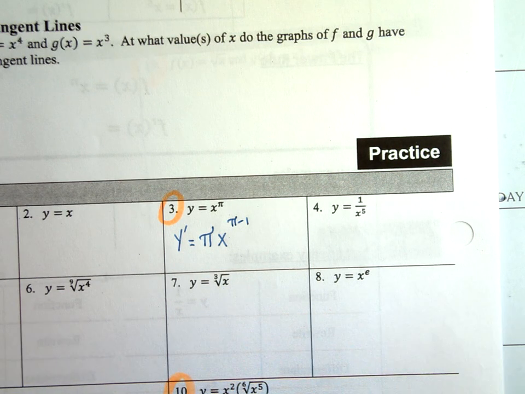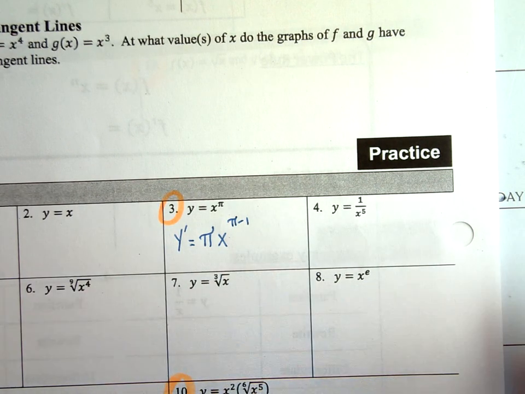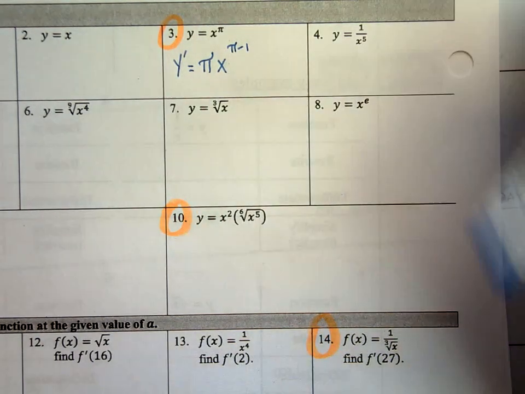That's it. You can't say more than that. So the power comes down in front, and you take it to 1 less power. And there you did it. Not a lot of work to that. Number 9, now these are like the examples, like 7 and 8 were from up above.